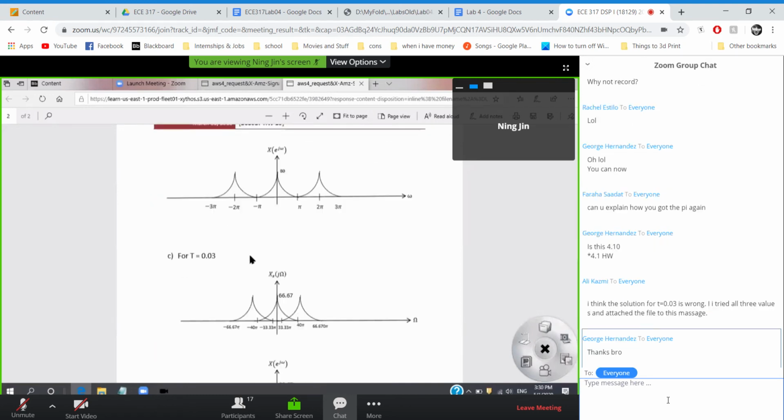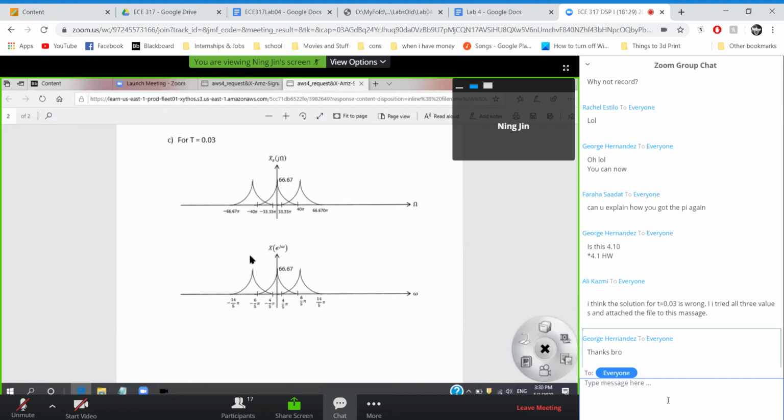Yeah, this is 3. See this one? Okay, this is X. This is X.